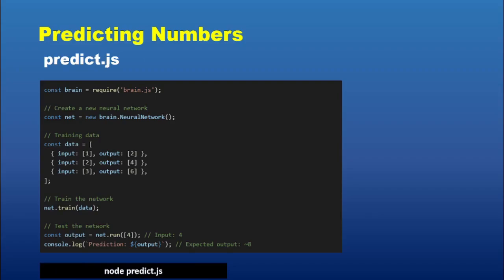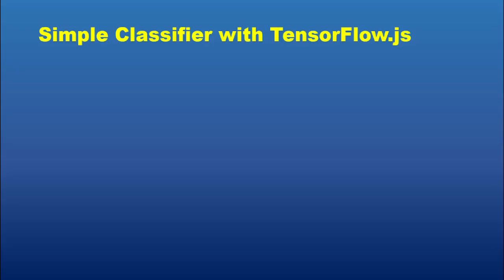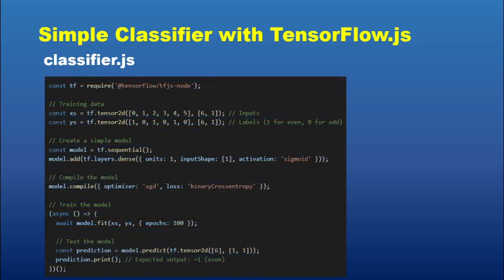Building a simple classifier with TensorFlow.js. TensorFlow.js is a more powerful library for advanced AI tasks. Let's use it to create a classifier that distinguishes between two categories, like even and odd numbers. Example: even-odd classifier. 1. Create a new file called classifier.js. 2. Add the following code.